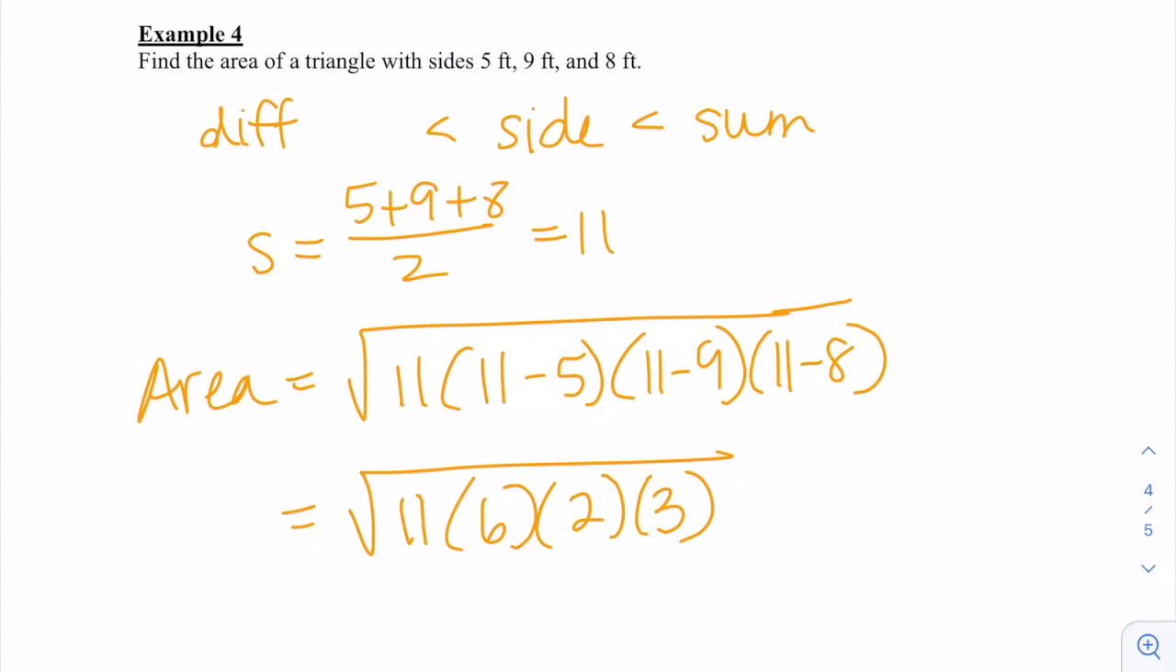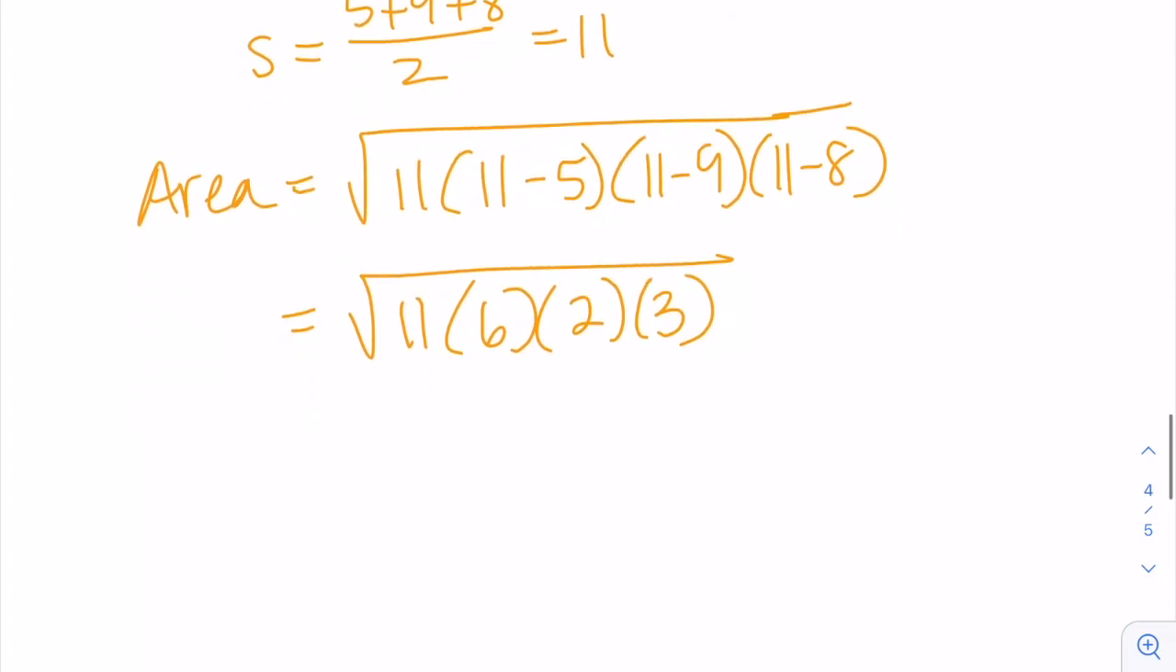All right, square root of 396. So that'll be approximately 19.9. And we're given the units are in feet, so I'll put feet squared.